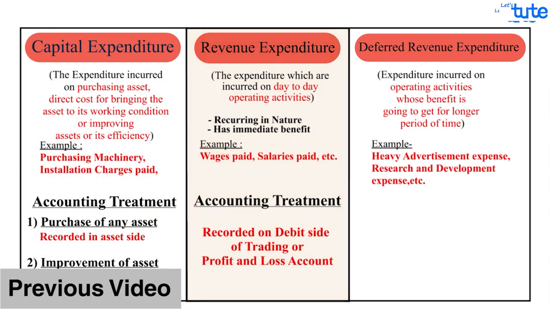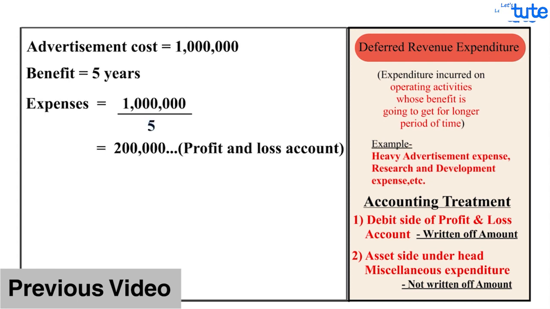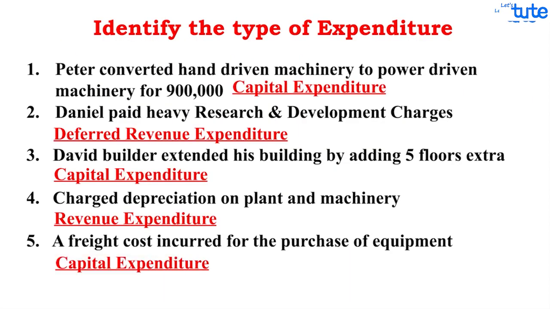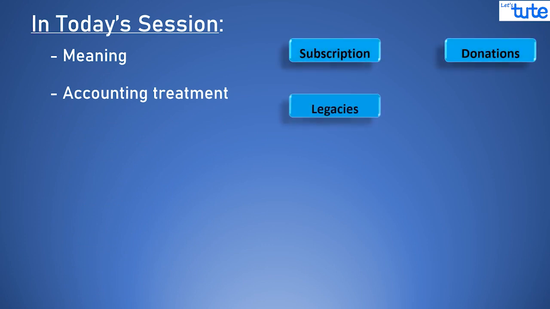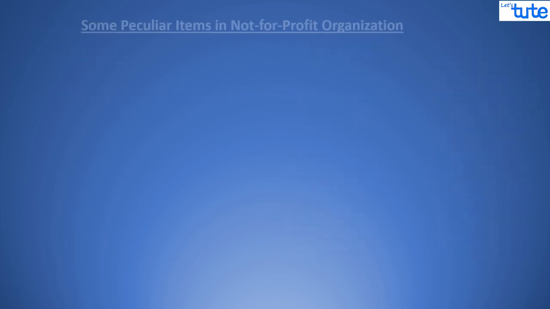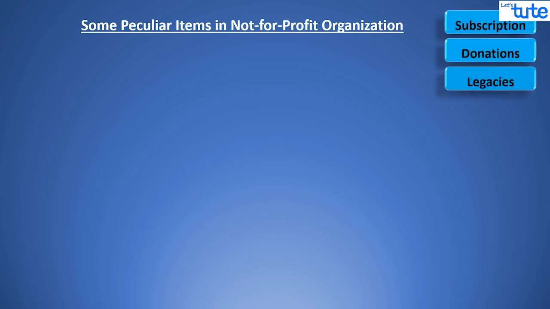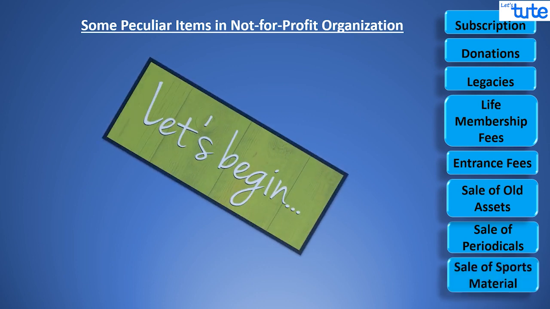Friends, in previous session, we already understood the different type of expenditure in NPO and how do we identify them. Let us now understand some peculiar items one by one in detail. Do watch out this video till the end because for the accounting of non-profit organization and preparation of their final accounts, it is utmost important to understand the meaning and accounting of these terms. So let's begin.